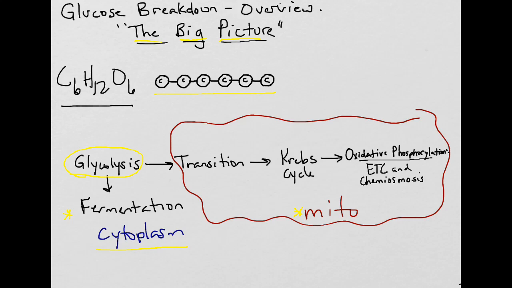If it goes into the mitochondria, it's going to first have to go through a step we're going to call transition. And in transition, it just gets ready to enter the Krebs cycle, a 7-step cycle. And then after that you're done with the carbons in glucose, but there's another step to harvest energy, and that step is called oxidative phosphorylation. And so that's made up of ETC, which is the electron transport chain, and chemiosmosis. Okay, all right. So we'll go on to the next slide here.